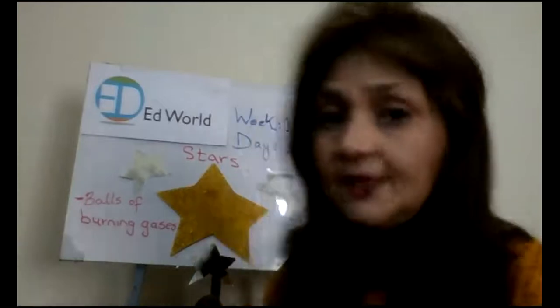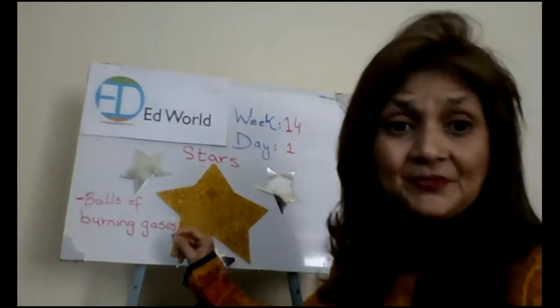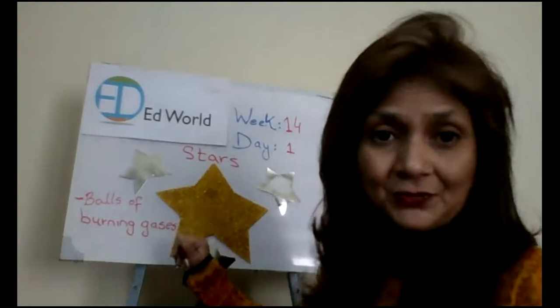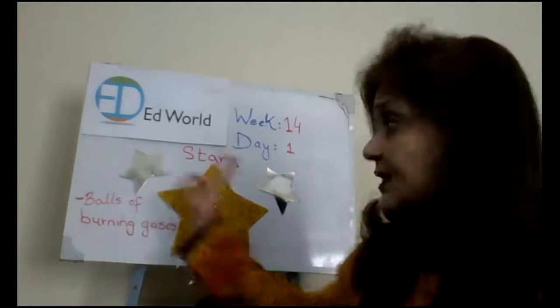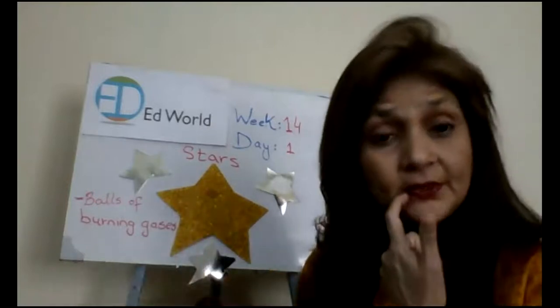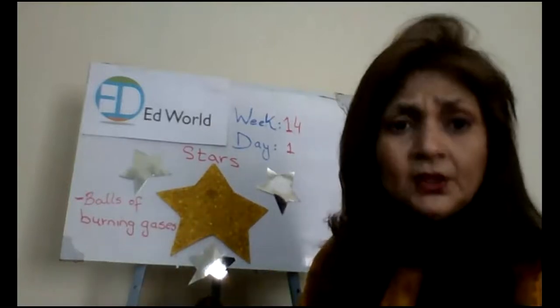So you can see that on my board I have pasted a few stars for you. Now you can see this is a yellow star or a golden star, and these are the silver stars, right? So as you know, stars can be of different colors.